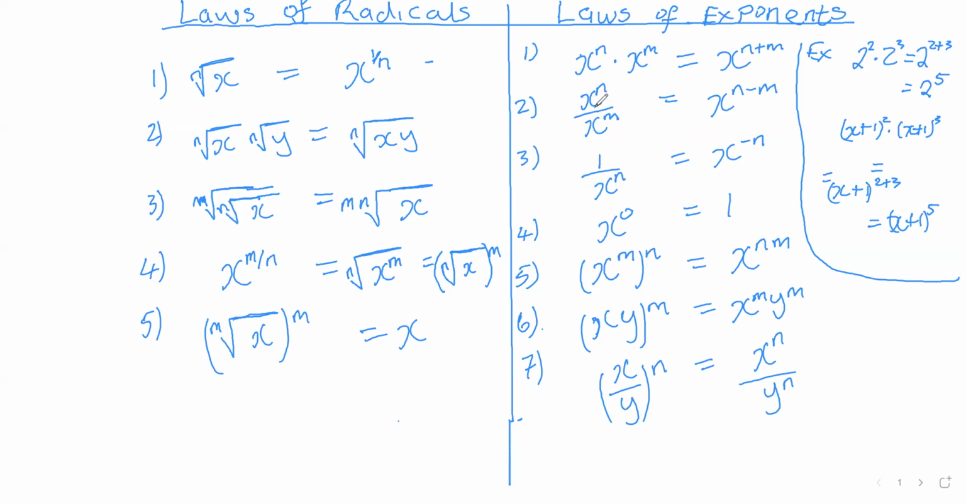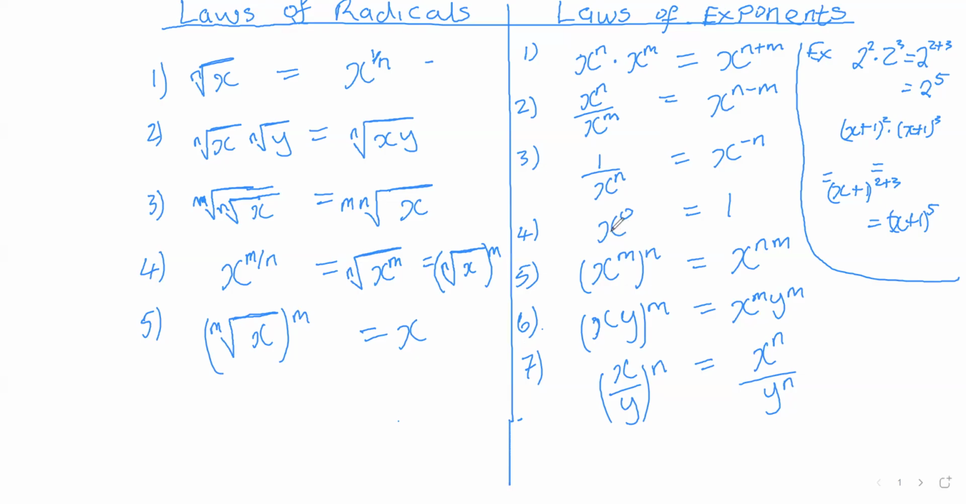The second law says that if you are dividing two expressions with the same base, you can simplify that by subtracting their powers instead. And the third law, which the second law is actually a generalization of, says that the reciprocal of x to the n is x to the minus n. So you can move your x to the n to and from the denominator by negating the exponent. If you want it to move up to the numerator, you negate the exponent. If you want it to come back down, you still negate the exponent.